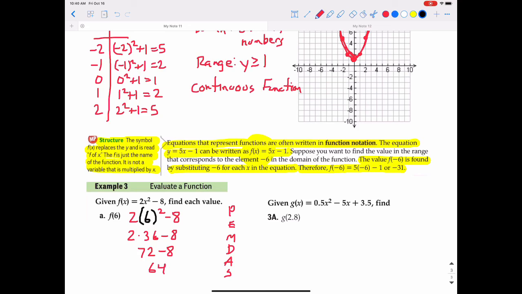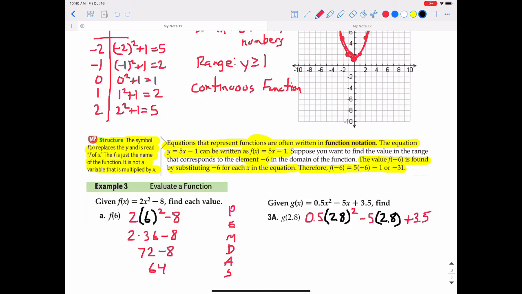Let's do one more. So we have 0.5x squared minus 5x plus 3.5. And then we're supposed to find g of 2.8. Notice they call the function g this time. So we're going to replace both of the x's with the 2.8. So we'll have 0.5 times 2.8 squared minus 5 times 2.8 plus 3.5. And then we follow our order of operations.